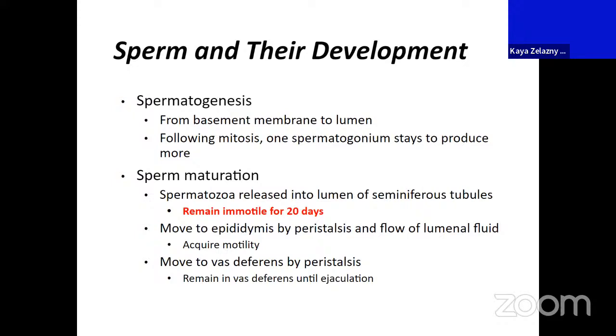Until ejaculation, this process is going on, right? Kind of all the time, basically. So we're all the time going to be producing these spermatozoa. We're going to have them maturing. We're going to have them moving to the epididymis. They're going to kind of sit around in the vas deferens until ejaculation occurs. So they might be there for a little while.